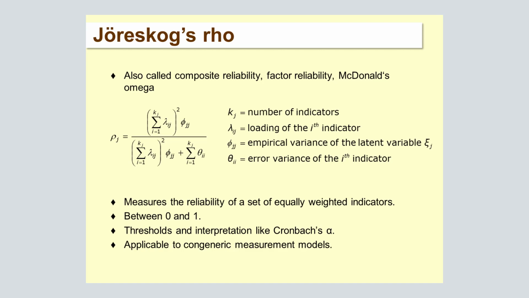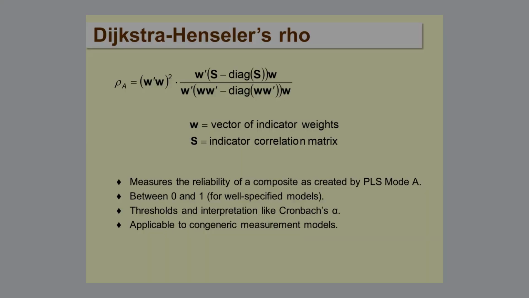This reliability coefficient definitely lies between 0 and 1. The thresholds in interpretation are like Cronbach's alpha. Jöreskog's rho is applicable to congeneric measurement models. That means the indicators may have a different amount of useful variance.